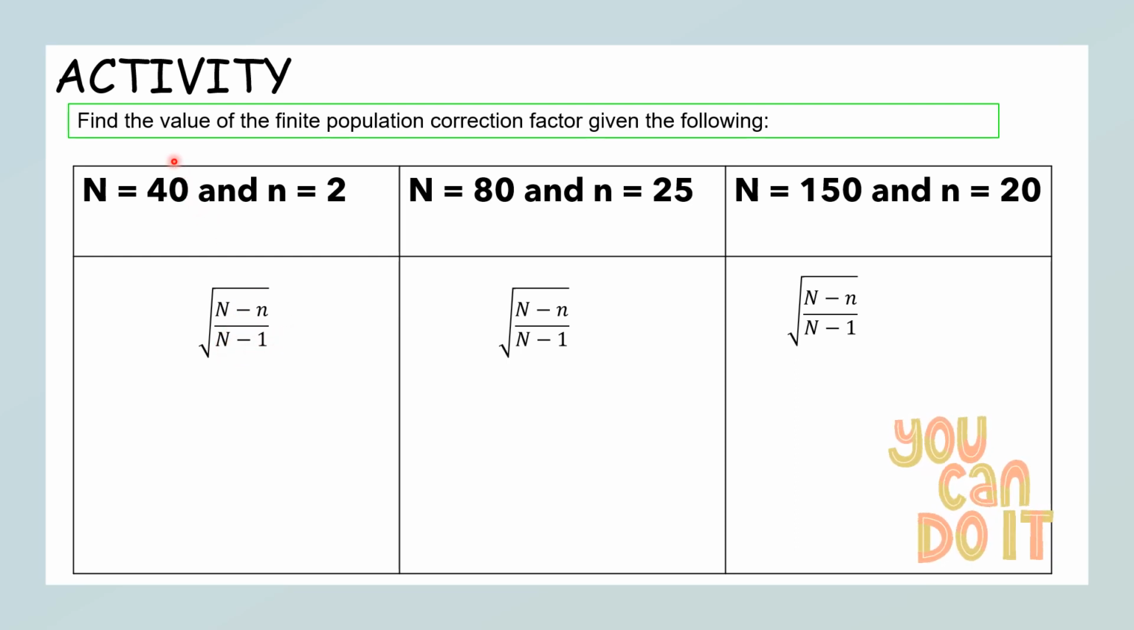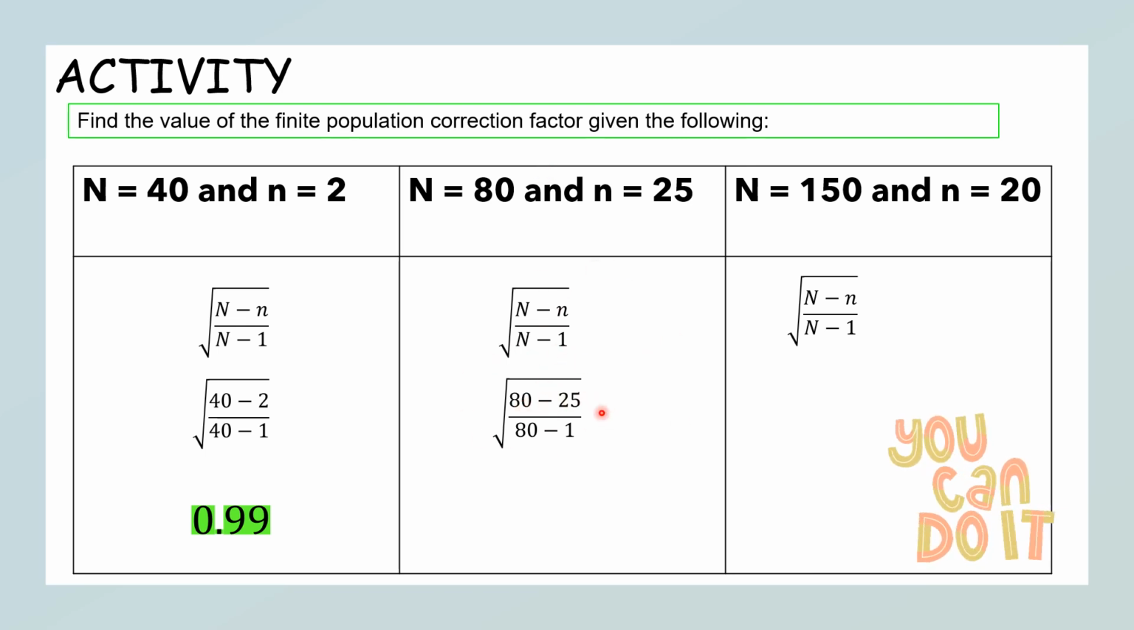So, given na yung population, kailangan lang natin hanapin dito yung number of population and number of sample. If population is 40 and sample is 2, all you have to do is to substitute. So we have square root of 40 minus 2 all over 40 minus 1. Therefore, our answer is 0.99. So for example, number 2, what if the population is 80 and the sample is 25? So how do we get the value of the finite population correction factor? By substitution again, and the final answer, you can input it in your calculator.